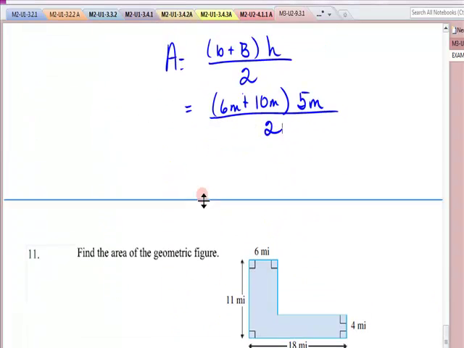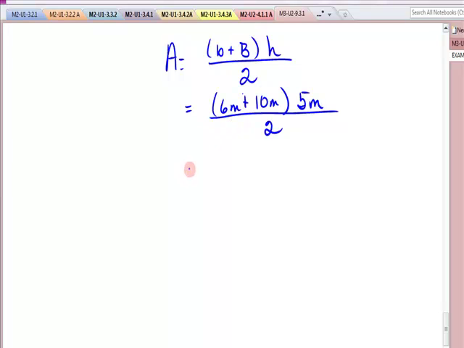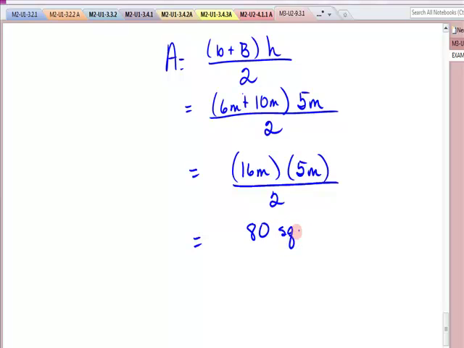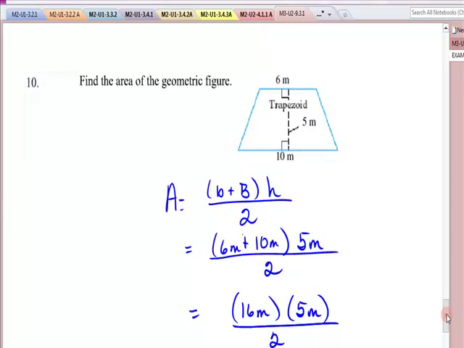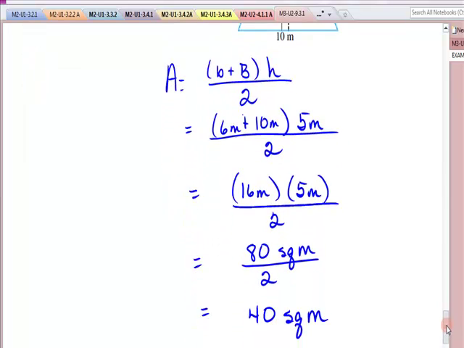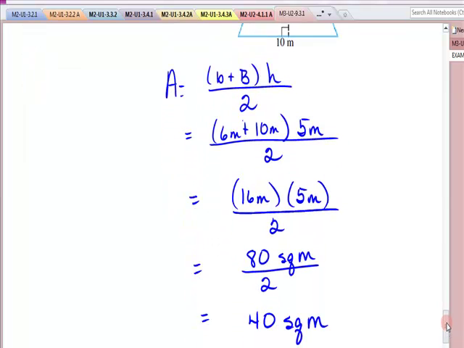All right. Do what's in parentheses first. 6 meters plus 10 meters gives me 16 meters times 5 meters divided by 2. 16 times 5, that's 80. That will then be meters times meters, which is square meters, divided by 2, which is 40 square meters. Okay, so the area of that trapezoid is 40 square meters.